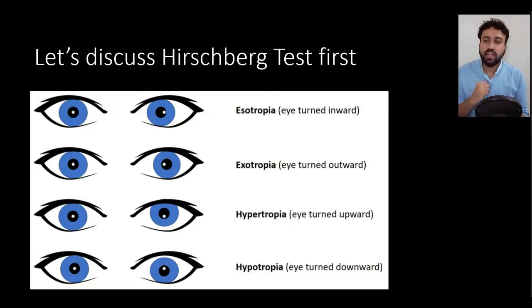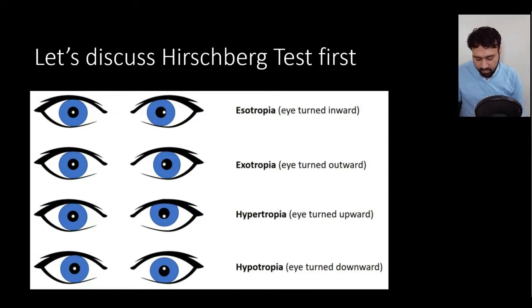It is a corneal light reflex test, in which we shine a torch light in front of the patient and look at the position of the corneal reflex. Normally the corneal reflex is centered at the geometric center of the pupil. But if there is any deviation or misalignment of the eyes, any squint or strabismus, the corneal reflex will change in position.